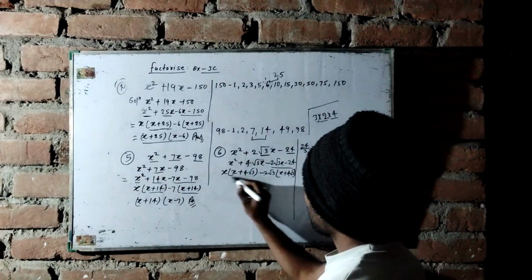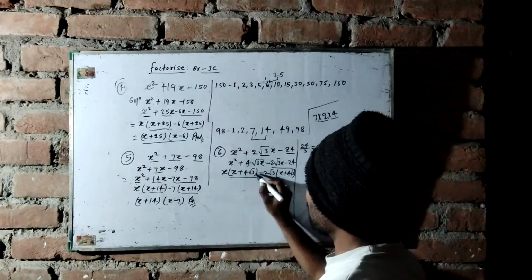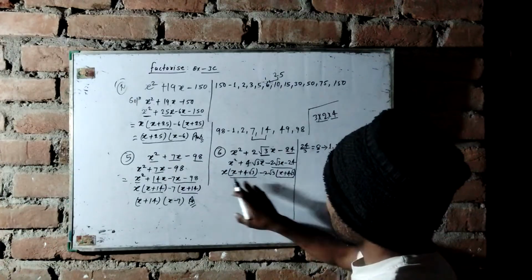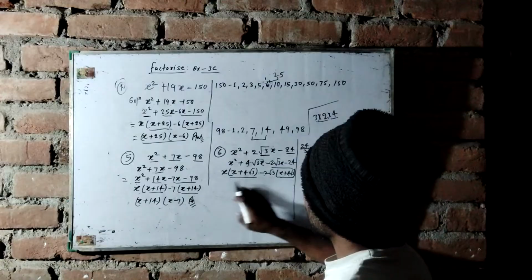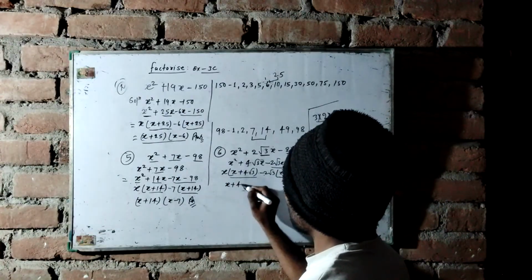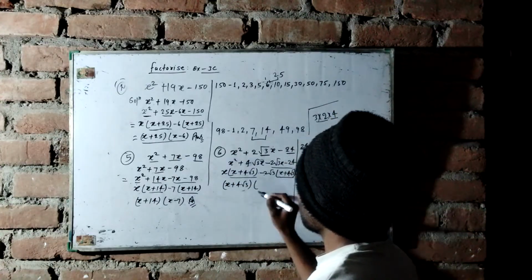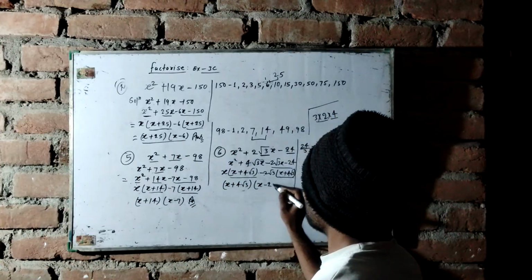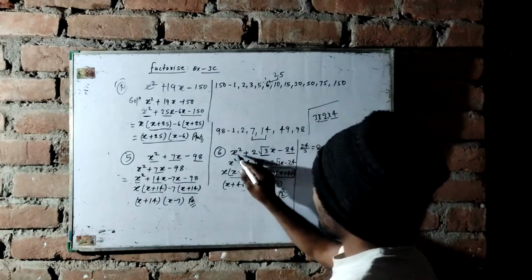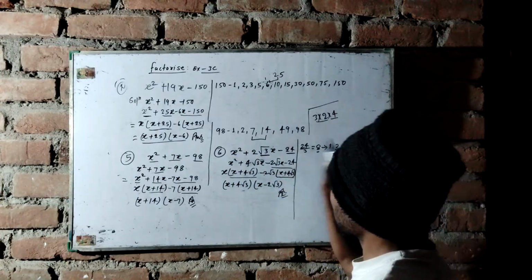Now we can see here x plus 4 root 3 is present in both terms, so we can take as a common x plus 4 root 3, and we can write x minus 2 root 3 as a multiple. This is the required factors of x square plus 2 root 3x minus 24.